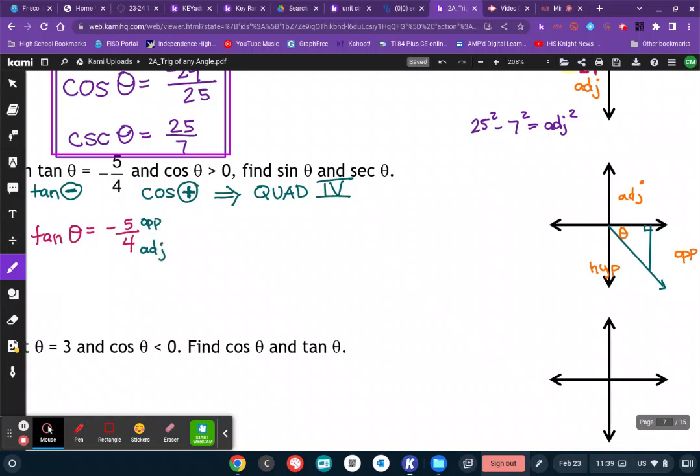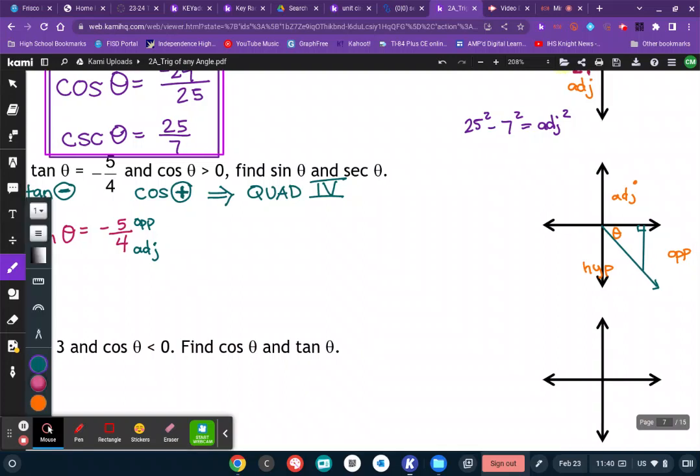Now, since this is negative, it doesn't automatically mean that the numerator is going to be the negative side. That negative can apply wherever it makes the most sense. Since we're in quadrant 4, I'm moving to the right, so that's positive. It's when I go down, that value is the one that's going to be negative. So the opposite side in this case would be the negative value.